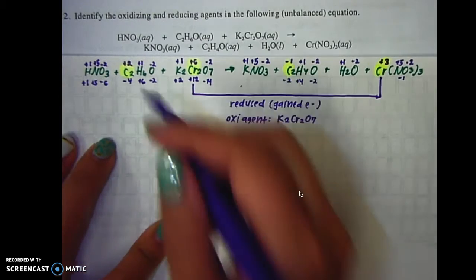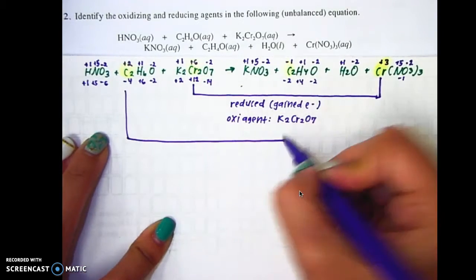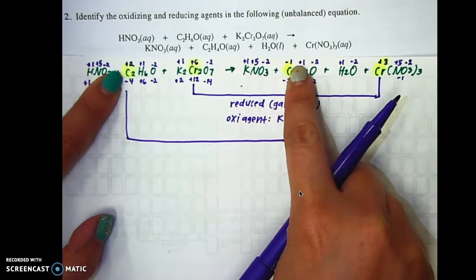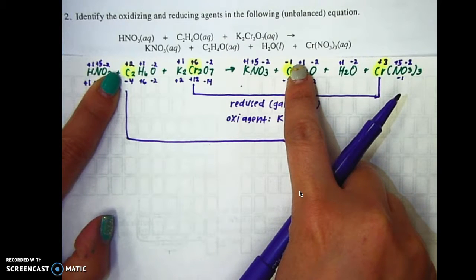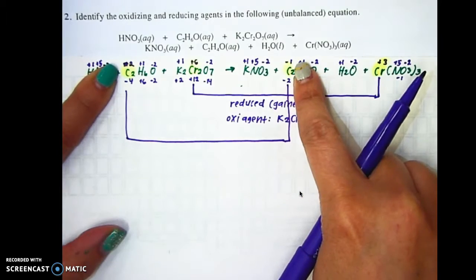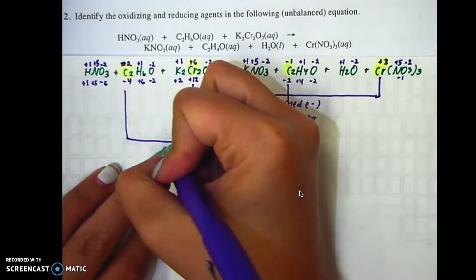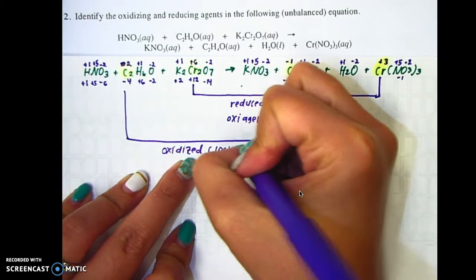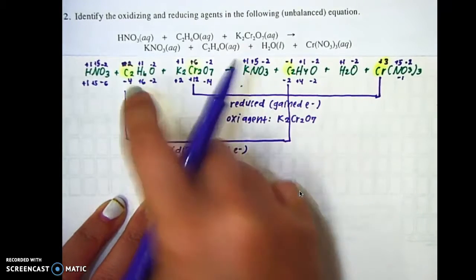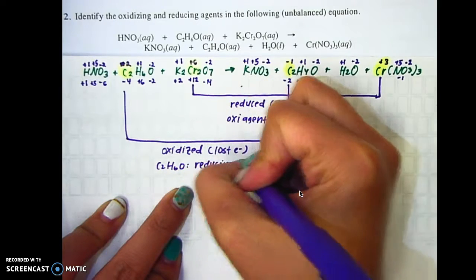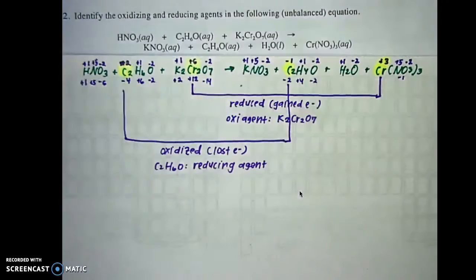And the other element that we're going to be looking at here is our carbons. So carbon started off as a +2, and then it went down to a -1. I'm sorry, I put a +2 right there. So it started off as a -2, and then it went up to a -1. So we know that the carbon became oxidized, meaning that we have lost electrons. So we know that this entire compound is going to be my reducing agent. And that's all.